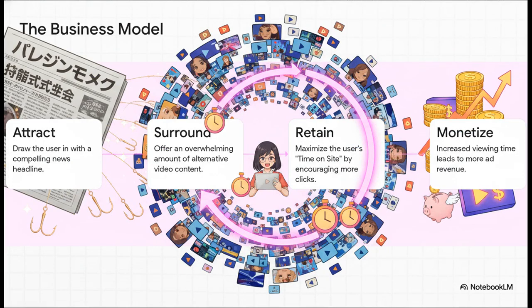And this is the playbook right here. It's a 4-step process. First, they attract you with that juicy headline. That's the hook. Second, they surround you with this overwhelming amount of other stuff to watch. Third, their goal is to retain you, to keep you clicking from one thing to the next to drive up that time on site number. And finally, step 4, monetize. The more you watch, the more ads you see, and more ads, of course, means more revenue. It's a really simple but incredibly effective cycle.